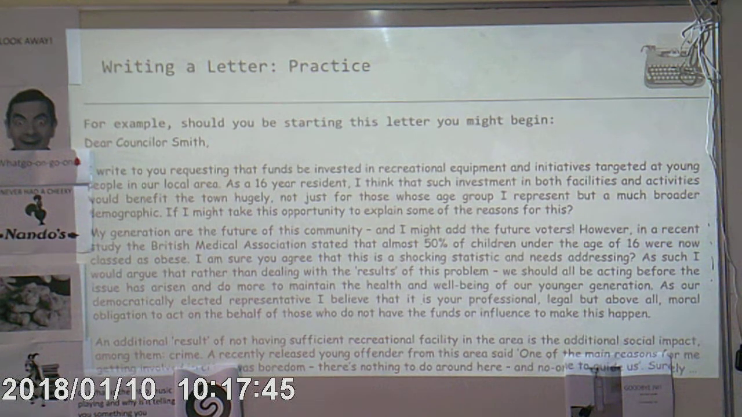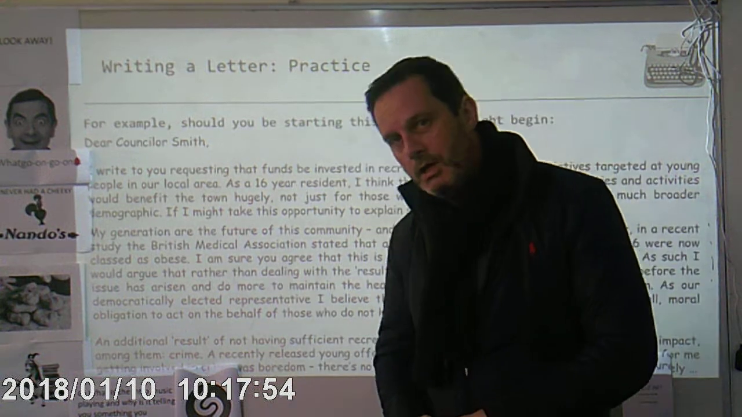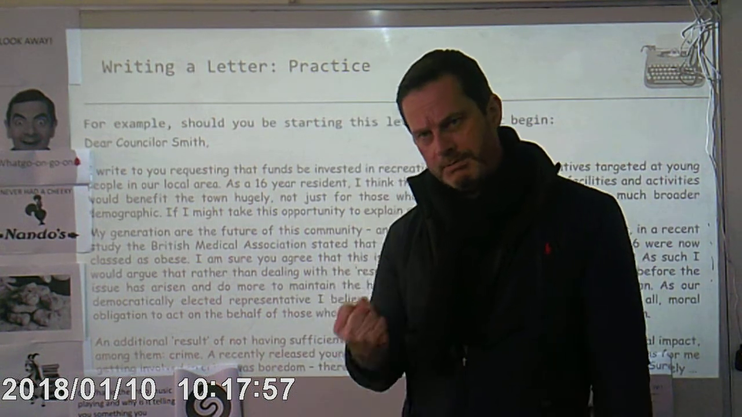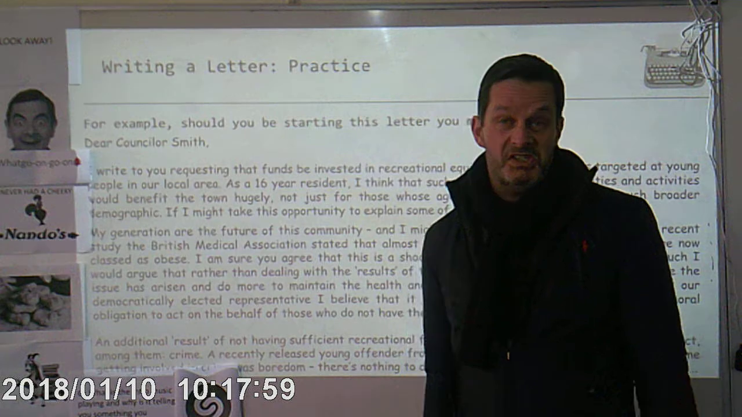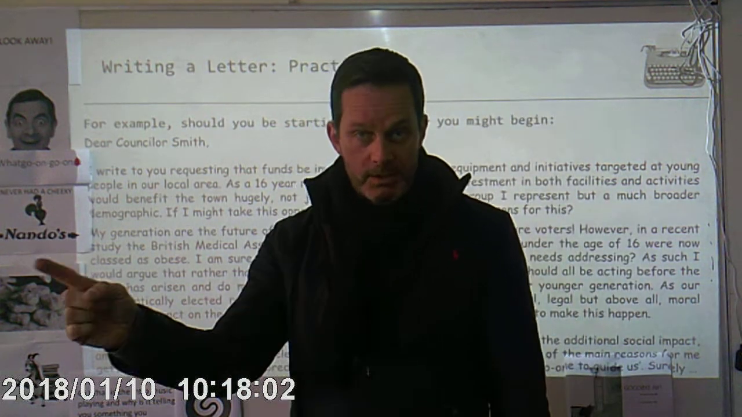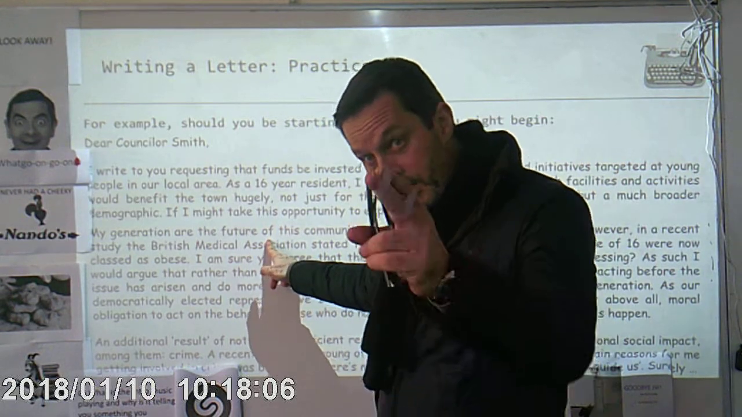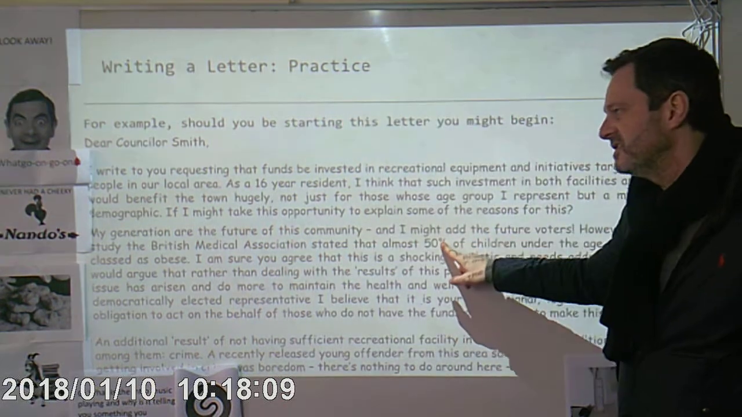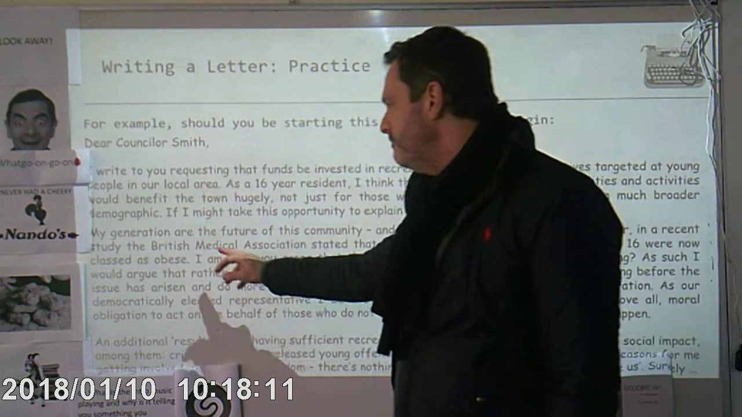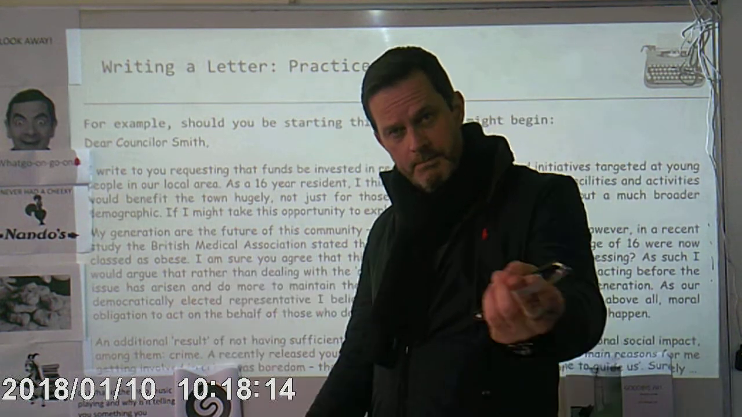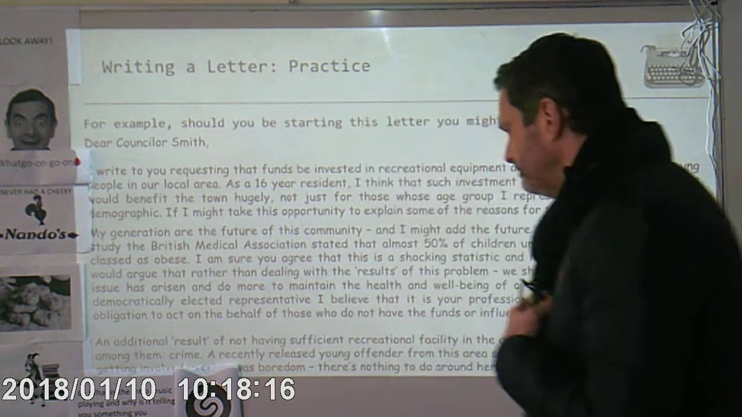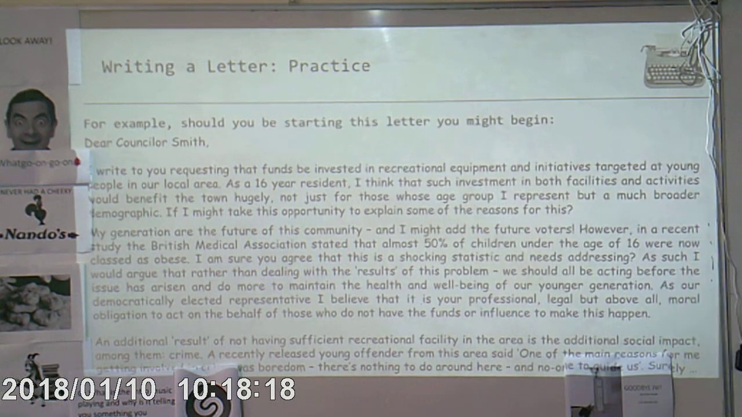However, in a recent study, the British Medical Association stated that almost 50% of children under the age of 16 were now classed as obese. Now, again, techniques that I've used there, I've given it some, if you like, some expert clout. It's not just a 16-year-old writing saying, I think we should have a gym in the park, okay? It's actually saying I've done my research here. So I've included the technique of statistics as well. I am sure, okay? Opinion, expressed as a fact. I am sure you agree that this is a shocking statistic.